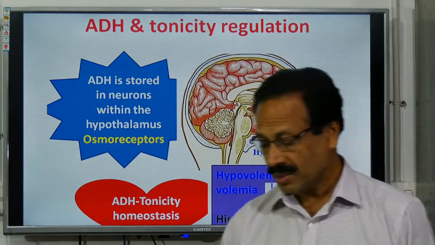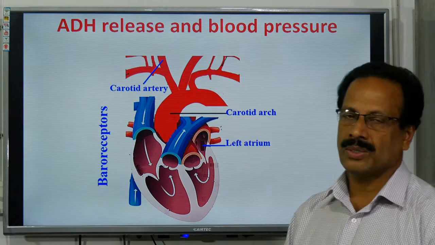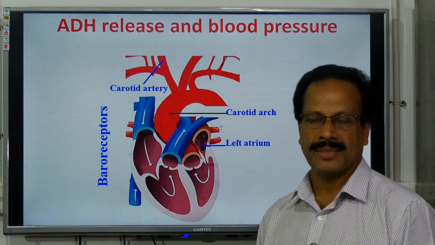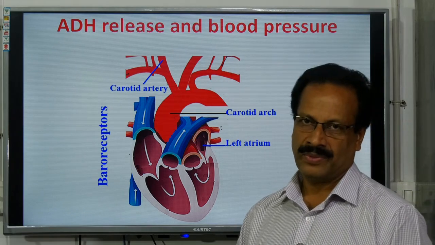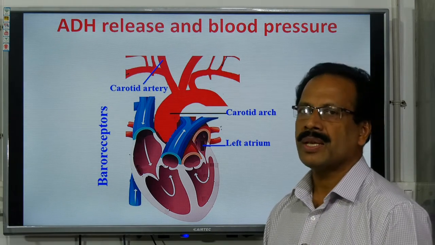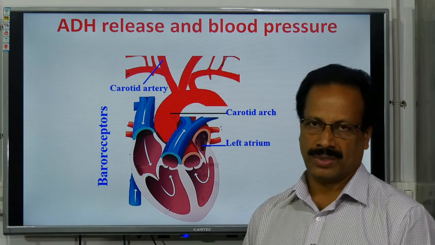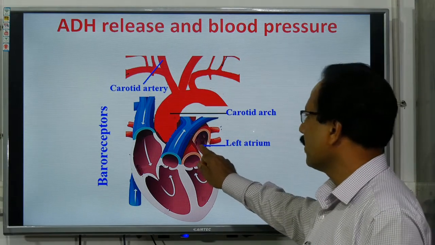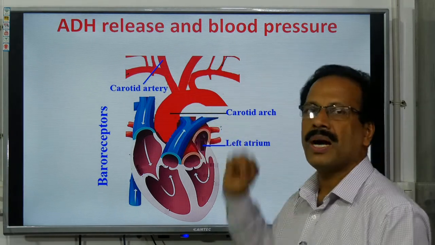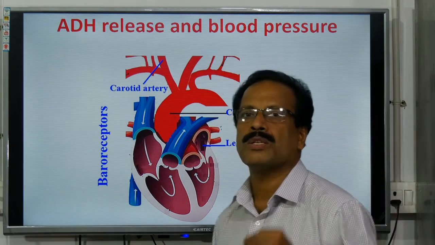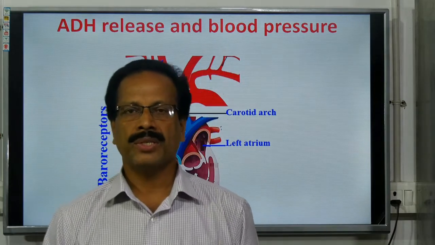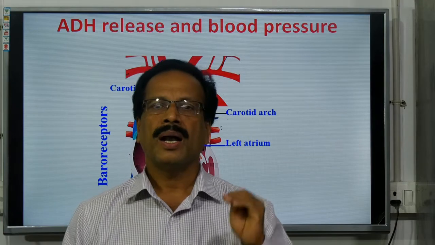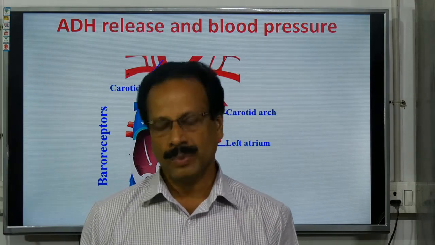So, the next factor controlling the release of antidiuretic hormone is hypovolemia. When the blood volume decreases, the blood pressure decreases. This decrease in blood pressure is sensed by baroreceptors, which are mechanoreceptors present in the left atrium, carotid arch and the carotid artery. These baroreceptors are stimulated. Their stimulation is passed through the vagus nerve and causes the release of antidiuretic hormone from the hypothalamus.